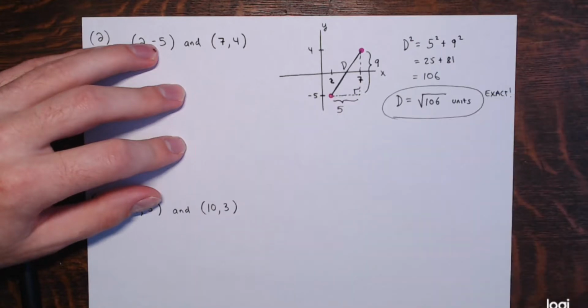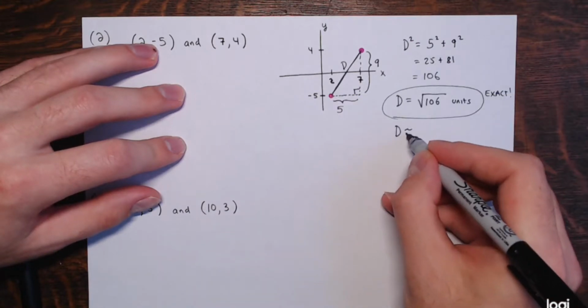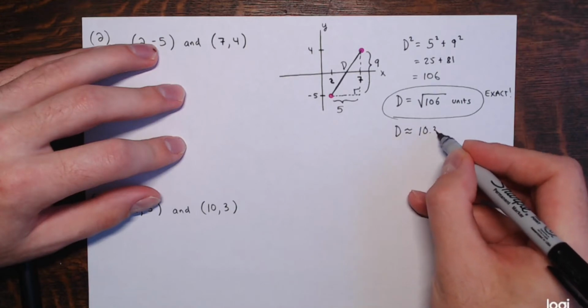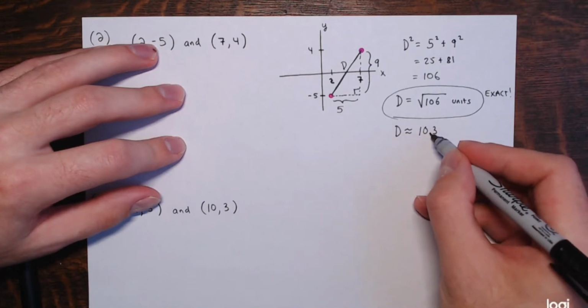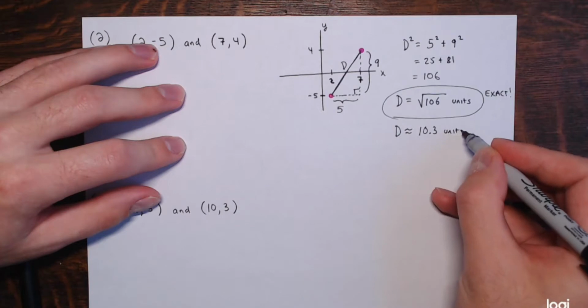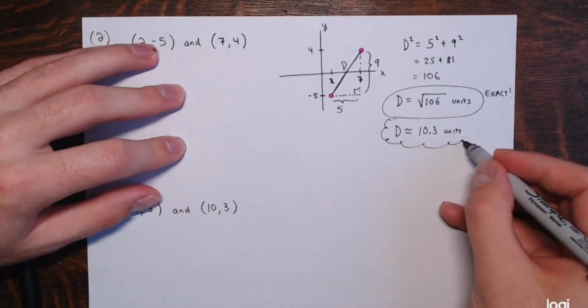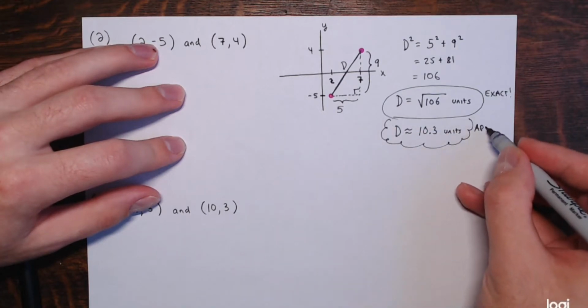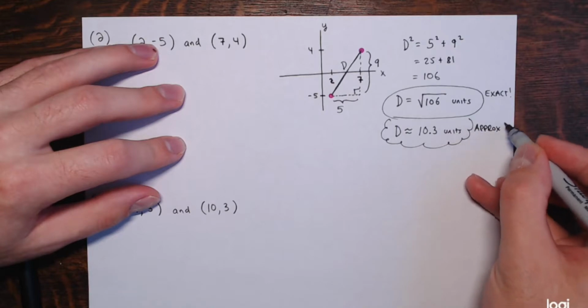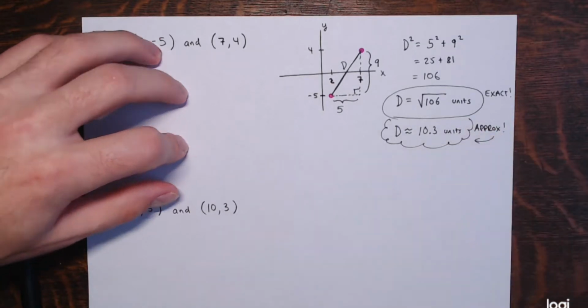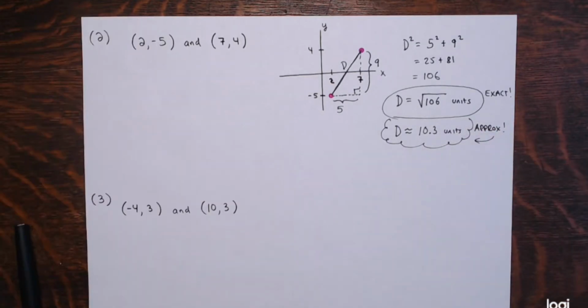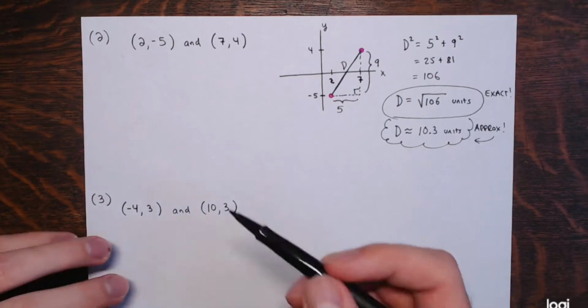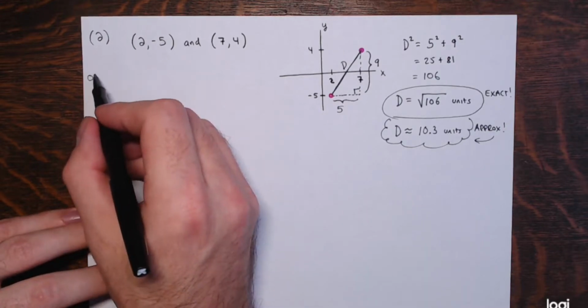So the distance between these points is approximately 10.3, or 10.30 if you really want that 0 there, units. There's again an approximate answer. And once again, I ask, just pay attention to how many decimal places they want you to round it to, if they're asking you to round at all.